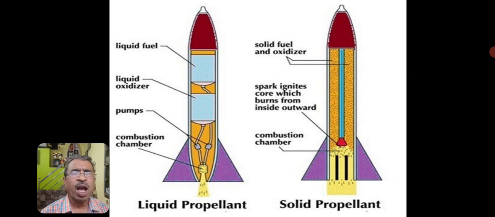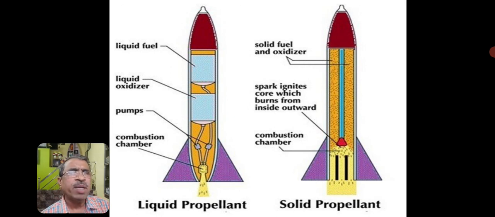In the first one, we have a liquid propellant. In the second case, it is a solid propellant. As we have discussed, the liquid propellant has a separate liquid fuel chamber and liquid oxidizer chamber. From these two chambers, a pump sends the two things to the combustion chamber, and there the combustion takes place, and a lot of gas comes out from the chamber, and that gas gives the upward thrust. And so the rocket moves up with the evolution of the gases.